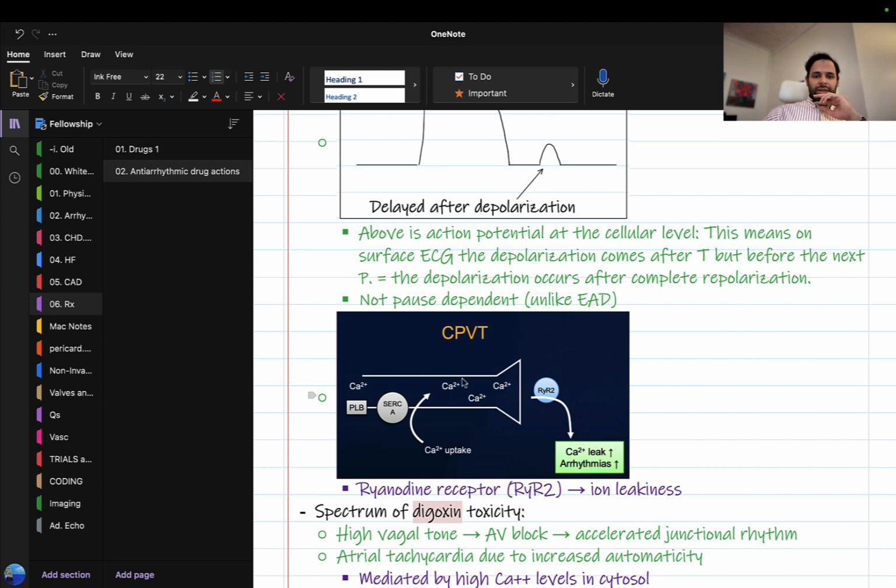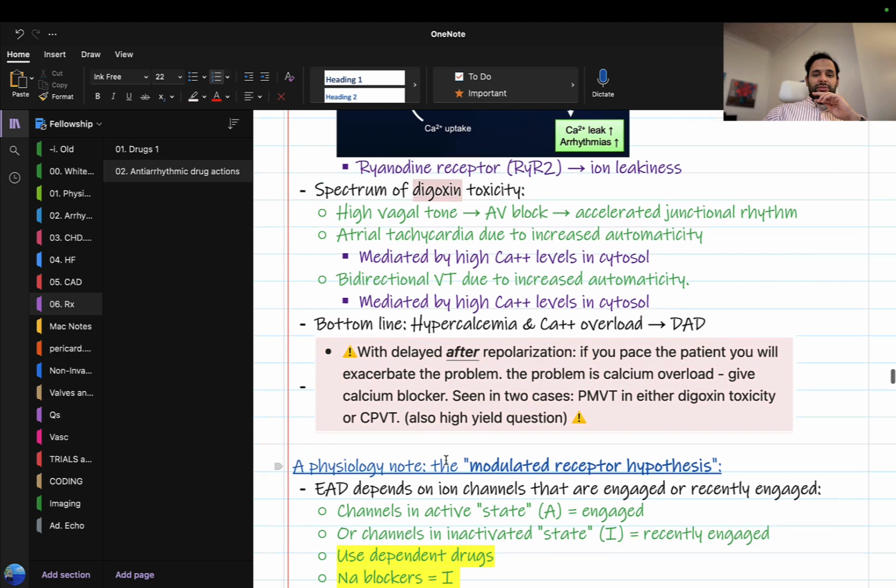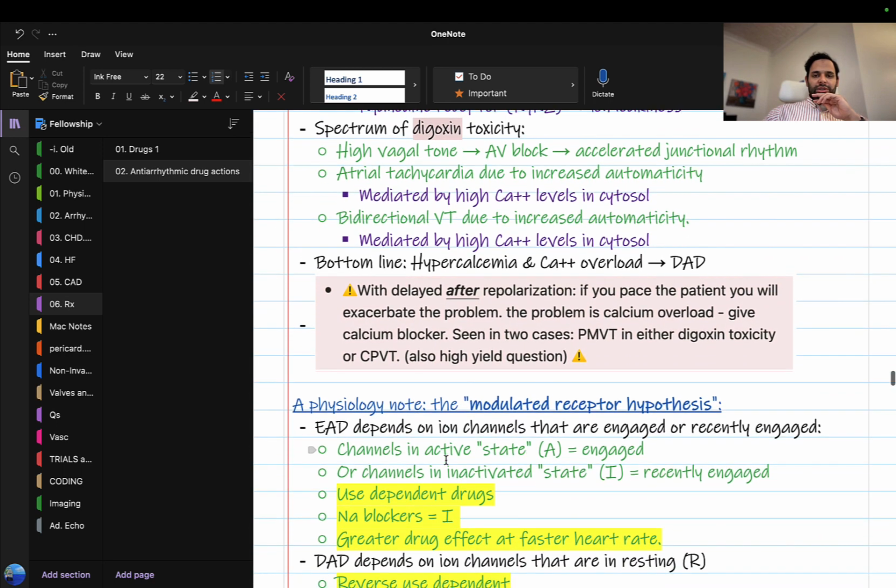and so it will cause leakiness from the sarcoplasmic reticulum into the cytosol. The spectrum of digoxin toxicity, let's go back to digoxin, the one that will block the sarcolemmal ATPase. The spectrum of toxicity in general, this is just to link things together from other notes. In addition to the pro-arrhythmic effect and bidirectional VT, remember the spectrum of digoxin toxicity includes high vagal tone, AV block, accelerated junctional rhythm, atrial tachycardia due to increased automaticity, right? So all of those things can happen. And if you block the AV node, you can have accelerated junctional rhythm.